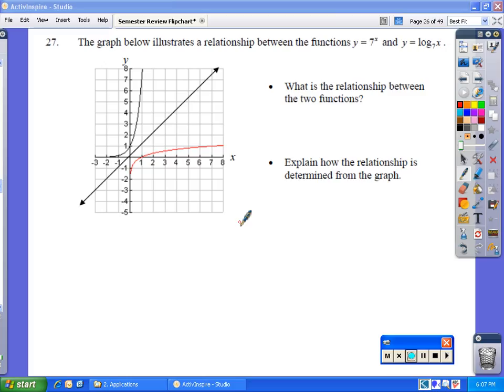In number 27, we're asked to look at the graph, and it says that the graph below illustrates a relationship between the functions y equals 7 to the x and y equals log base 7 of x. This is an exponential and a logarithmic function. It then asks us to determine the relationship between the two functions. Now we know that they are inverses.